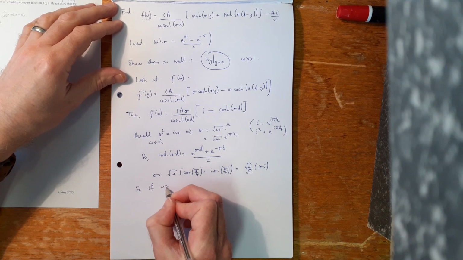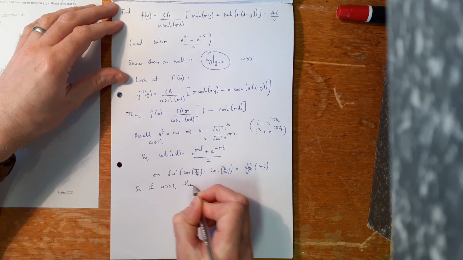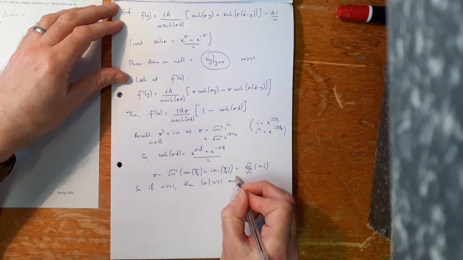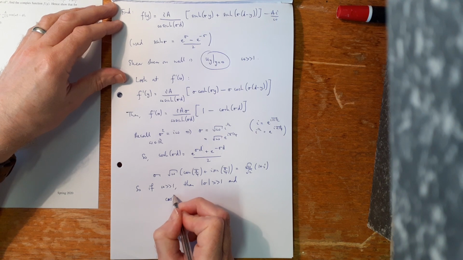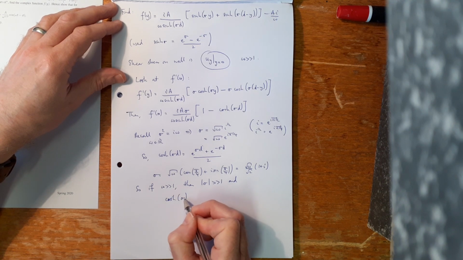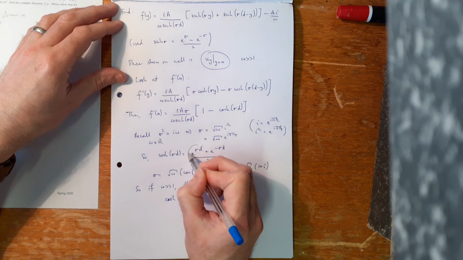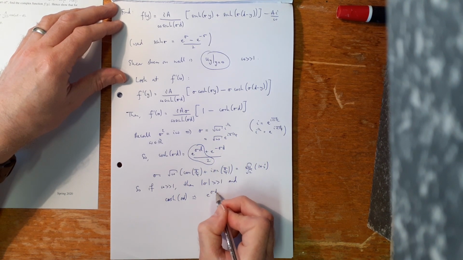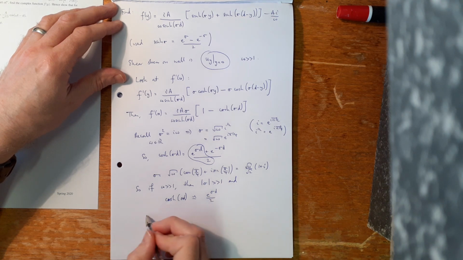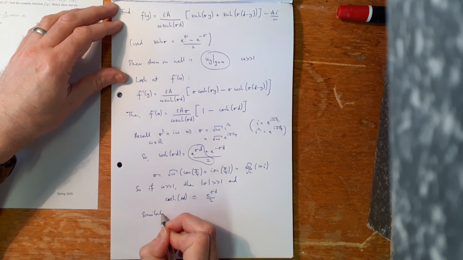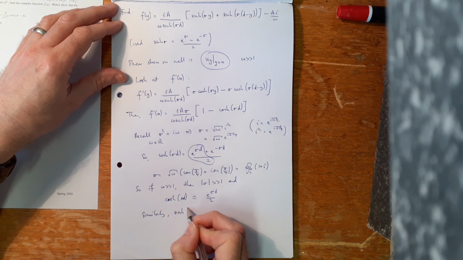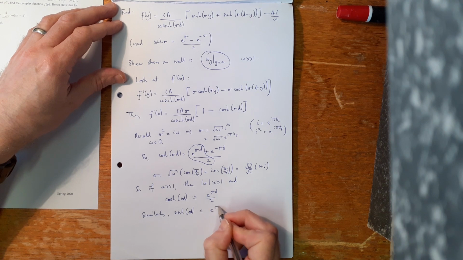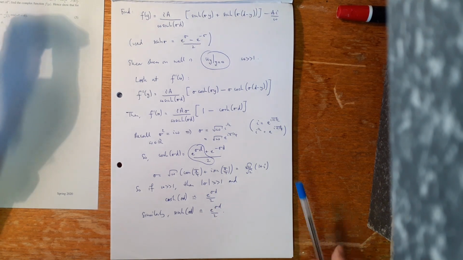So if omega is very big, then in modulus, sigma also will be very big. And we can approximate cosh sigma d by just this term. The other one is exponentially small in comparison, so it's e to the sigma d over 2. And similarly, we can approximate sinh sigma d by the first term in sinh, which is exactly the same, e to the sigma d divided by 2.